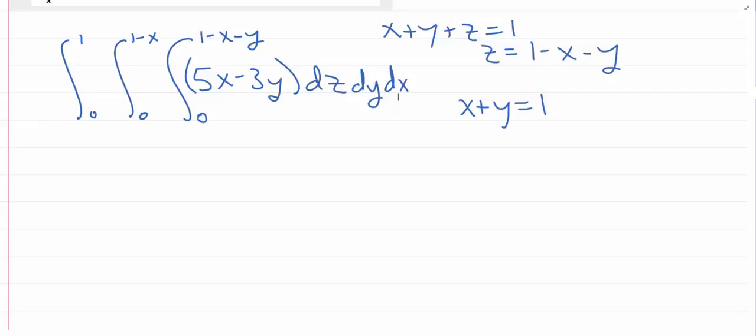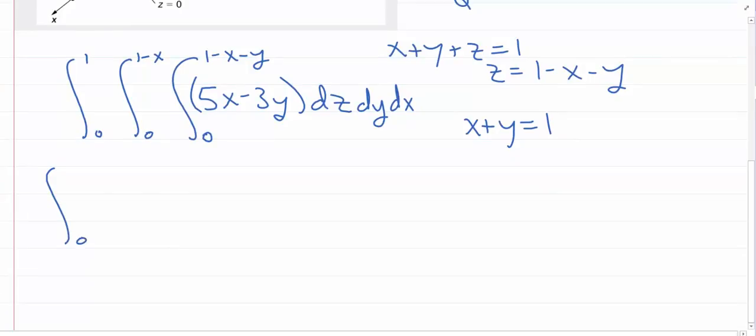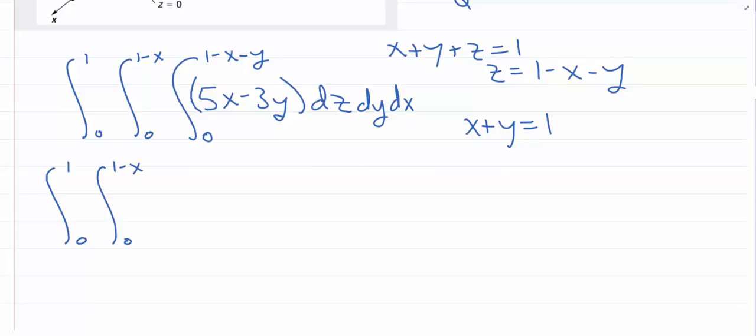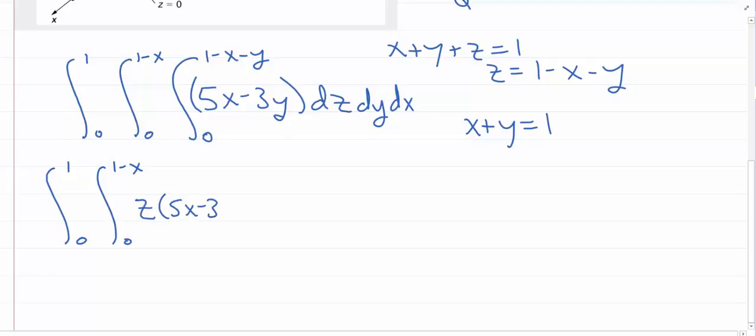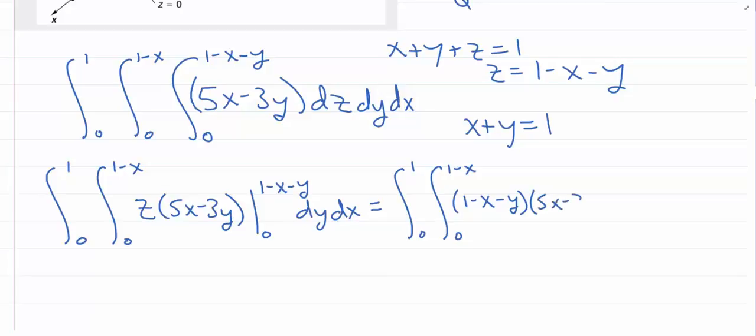Now, evaluating the integral sometimes is a little bit of a challenge. This one might not be as difficult as some, but let's see if we can make some headway here. We've got 0 to 1 minus x. First, I'm going to integrate with respect to z. So I've got z times 5x minus 3y, going from 0 to 1 minus x minus y. That's where we stand right now. Now I plug the numbers in, and I have 1 minus x minus y times 5x minus 3y, dy dx.